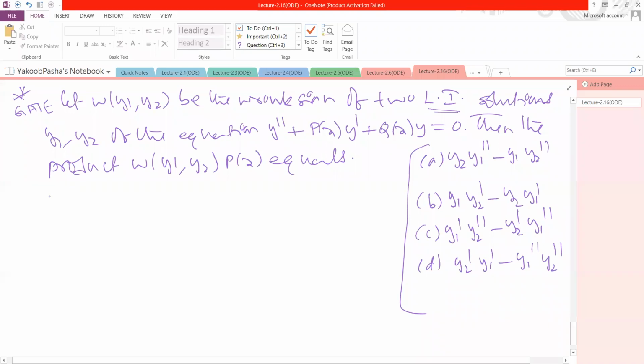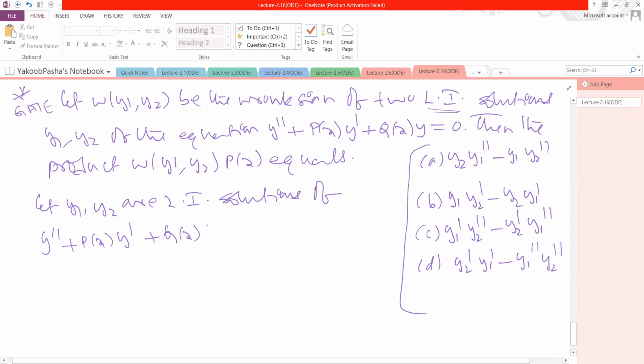Okay, I'm taking the solution for this. It is a GATE question, so we take some time also. After getting the formula, we can remember this as a formula. Okay, let y1 comma y2 be linearly independent solutions of this equation y double dash plus P of x into y dash plus Q of x into y is equal to 0.